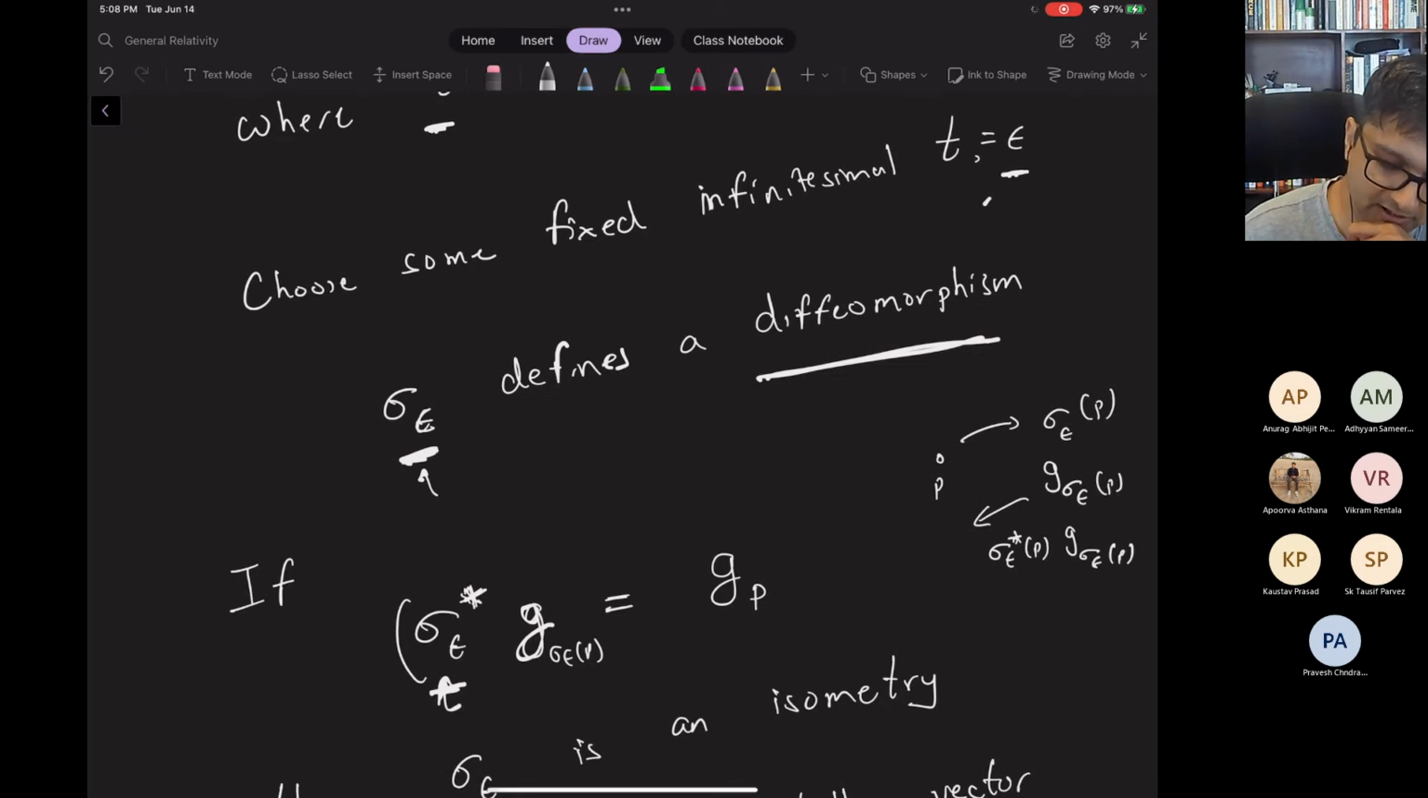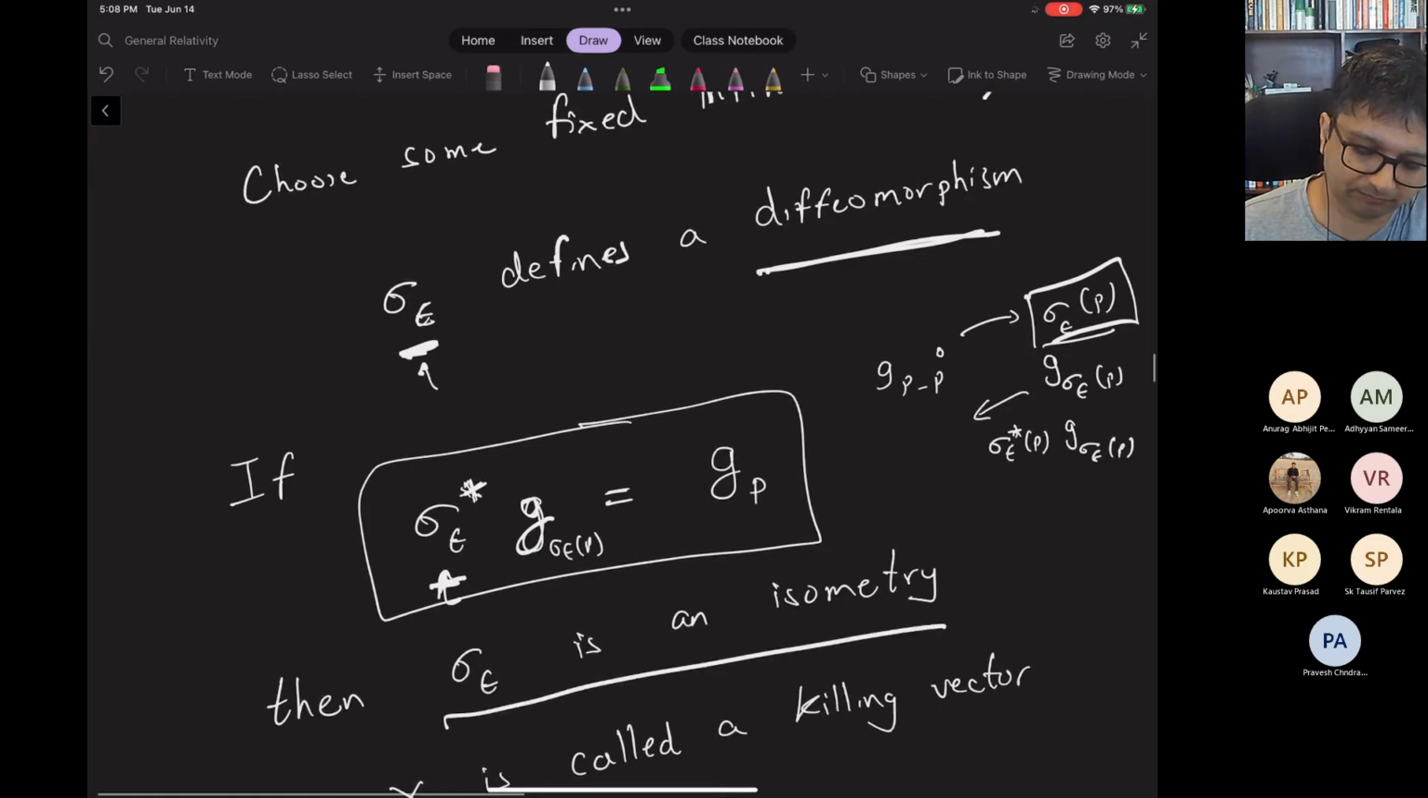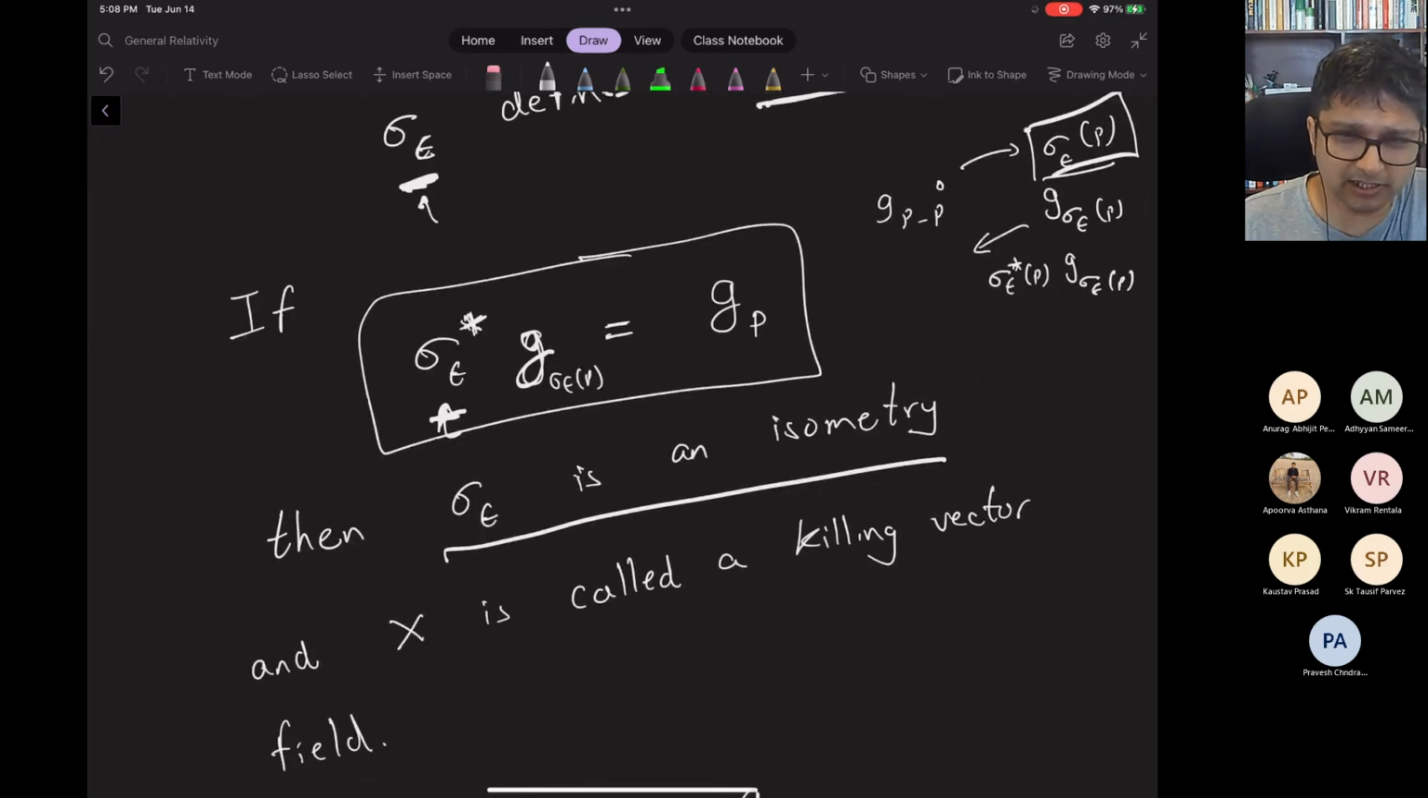So that is sigma epsilon star at p acting on g at sigma epsilon of p. That is the left hand side of this equation. If this is equal to the original metric that I started with here, then we say that the transformation sigma epsilon is an isometry. It preserves the metric. And since sigma epsilon was an infinitesimal flow generated by the vector field X, X is therefore called a Killing vector field. That's just a name given to this vector field X.